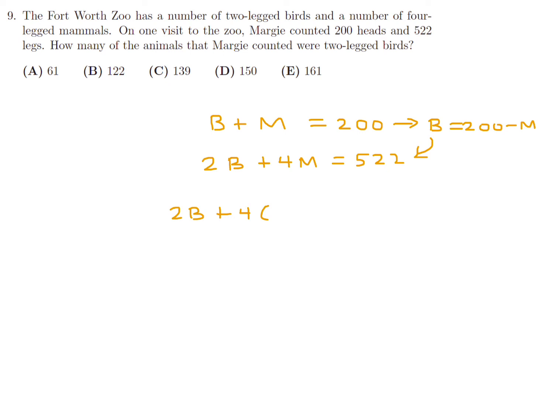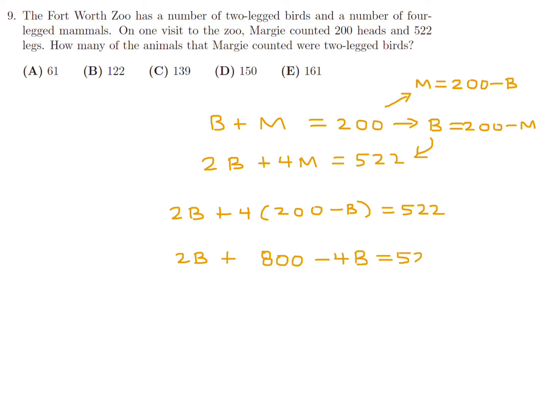If we're solving for b, then let's actually isolate for m. That makes a little bit more sense. So m is 200 minus b. Okay, so let's now substitute for m. 2b plus 4 times (200 minus b) is equal to 522. So we get 2b plus 800, because 4 times 200 is 800, minus 4b is equal to 522.